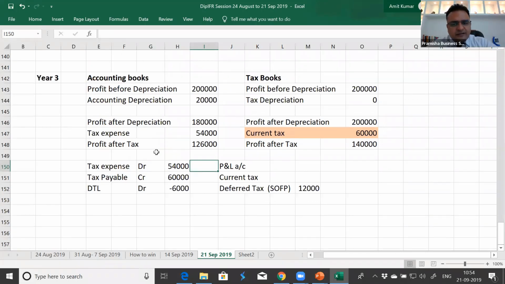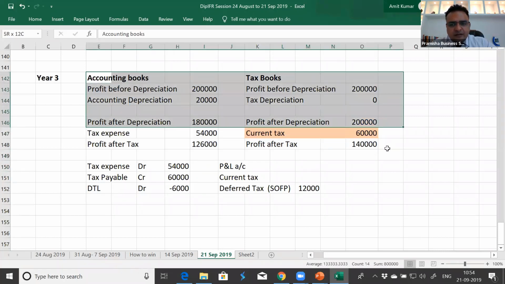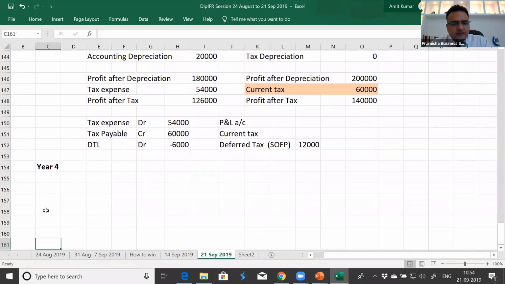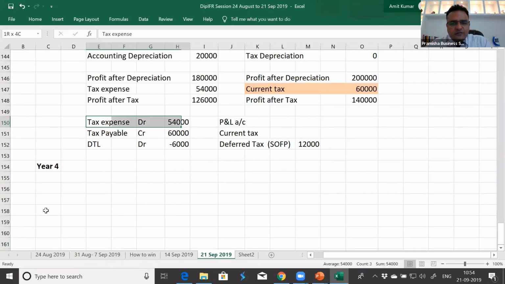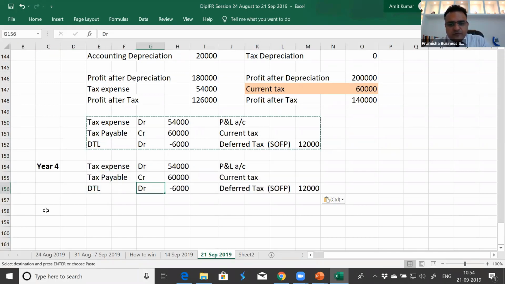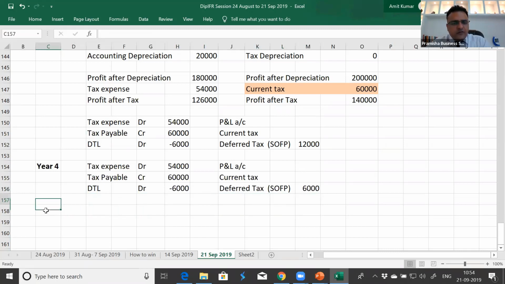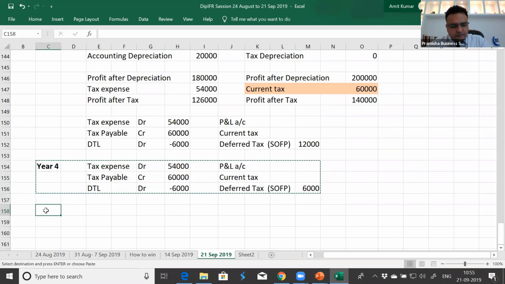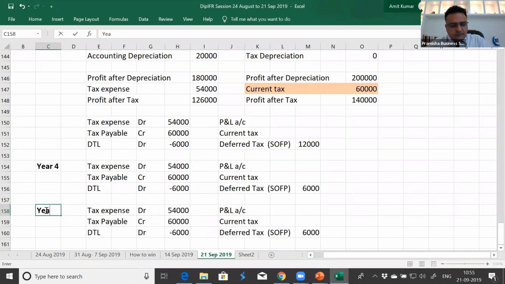Year 3, this is the accounting. What will be the accounting in year 4 and year 5? Everything remains the same. The only difference in year 4 and year 5 will be in the balance of deferred tax liability. In year 4, the deferred tax liability balance will reduce to 6,000. In year 5, the deferred tax liability balance will reduce to 0.